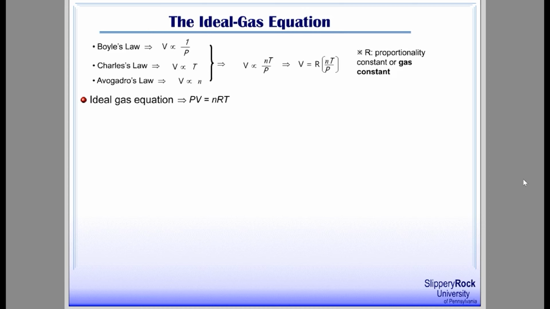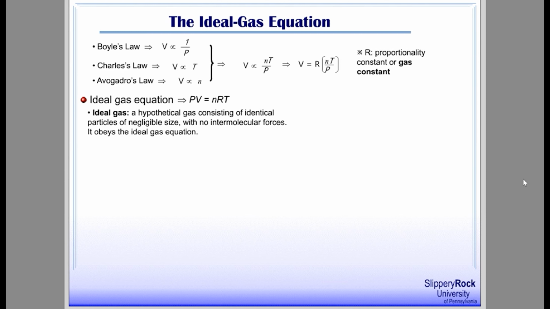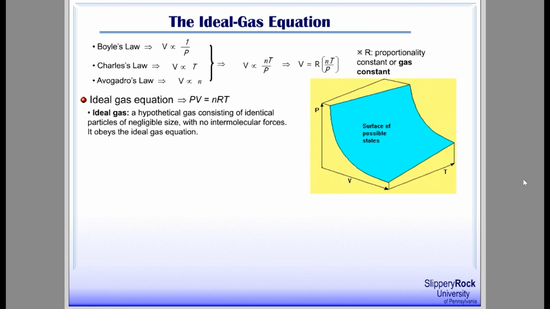Ideal gas is a hypothetical gas consisting of identical particles of negligible size with no intermolecular forces. It obeys the ideal gas equation. This 3D plot exhibits possible states that an ideal gas may take, which is represented by the area in light blue.